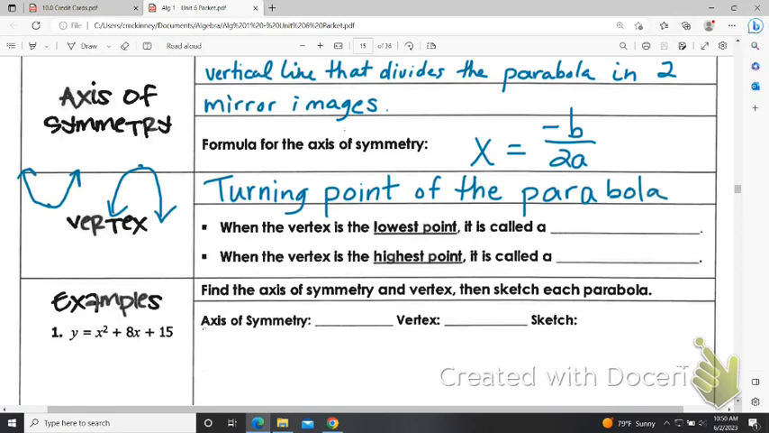When the vertex is a lowest point, it's called a minimum. And when the vertex is a highest point, it's called a maximum. So I'm going to go through and find some axes of symmetry and some vertices. I don't even like to try to make the sketch until I have more information, because I'm picky, I want my sketch to be good, and obviously my rough views are, as you can already see, not good.